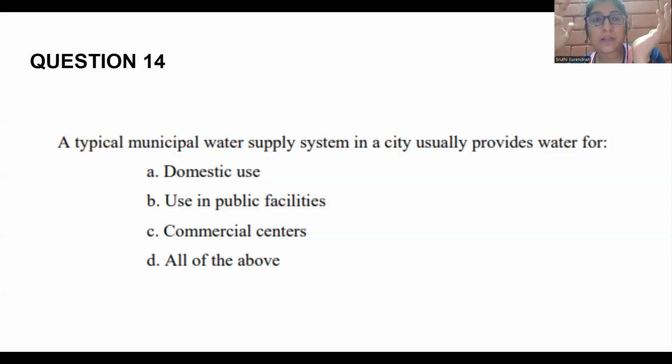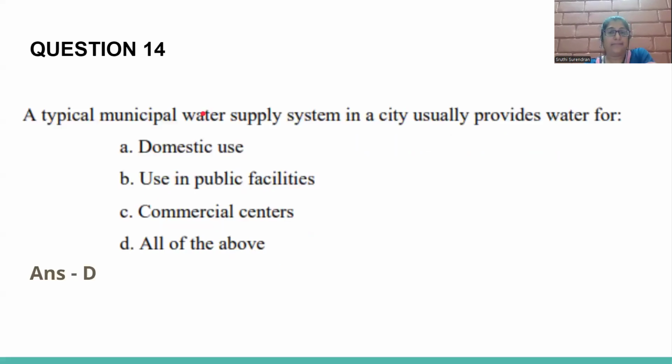Now, in a municipality, we don't just have houses. We also have shops, schools, colleges, institutes, and parks. All of these places are getting water from the municipal water supply itself. So the answer to this question would be all of the above. We get municipal water supply for domestic use, for use in public facilities like malls, shops or parks, and commercial centers. Then there are schools everywhere. So the correct answer is option D, like most of you said.